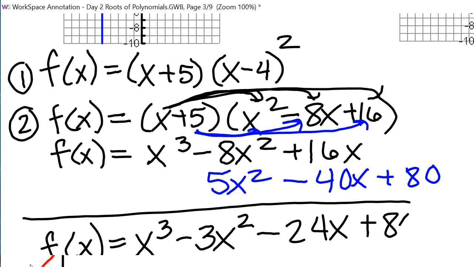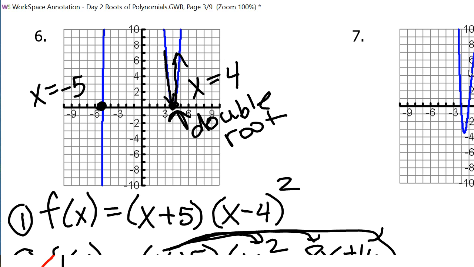Okay, I want you to go ahead and do that next problem. Does this one have any double roots? No.